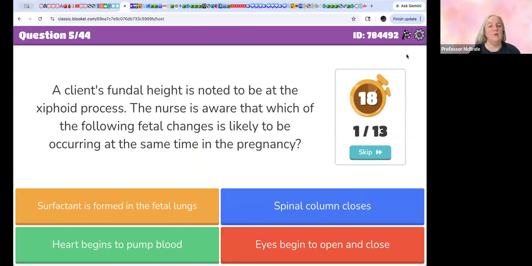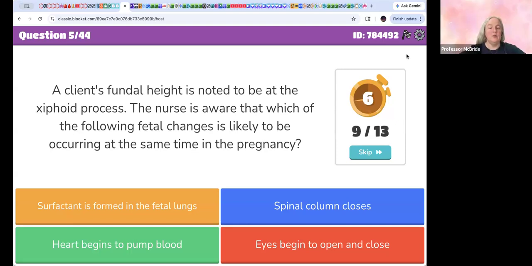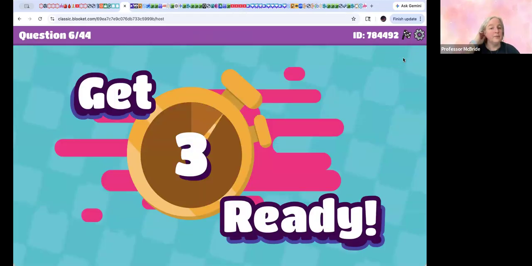The fundal height is at the xiphoid process, what following fetal changes are likely occurring at the same time? So this one we talked about how if the fundal height is at the xiphoid process, she's pretty far in her pregnancy. And so the surfactant is forming. The other things are early pregnancy, fetal development things.